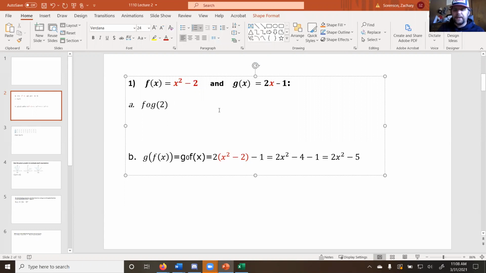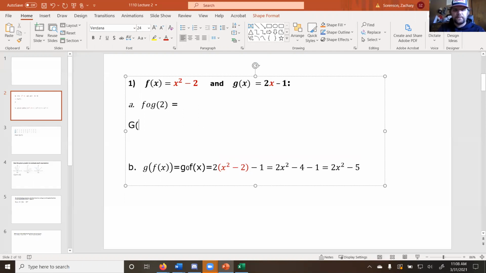That's one option. In my opinion, that's a little bit worse than what we're going to do. Or I can just find my g of 2 first, get a number, and then take that number and plug it into f. So almost as an aside, I say, okay, there's a lot of stuff going on here. Let's just find g of 2.